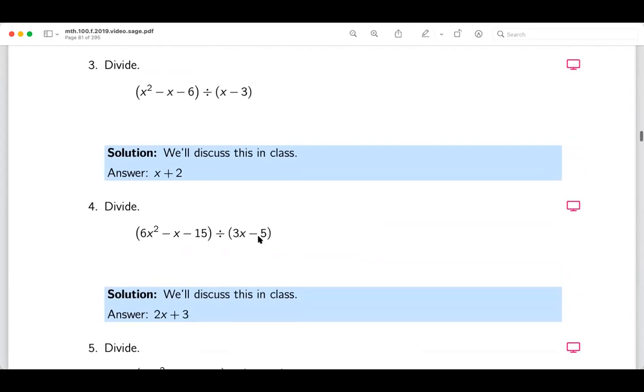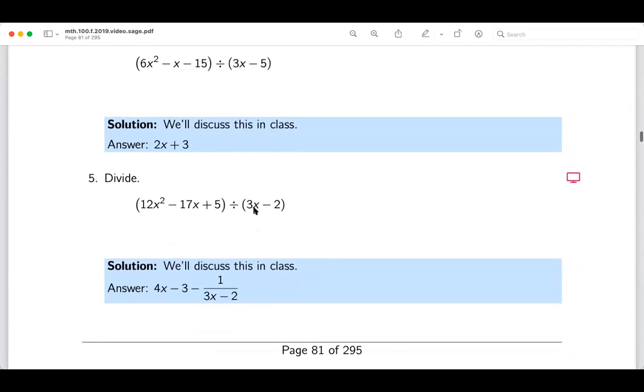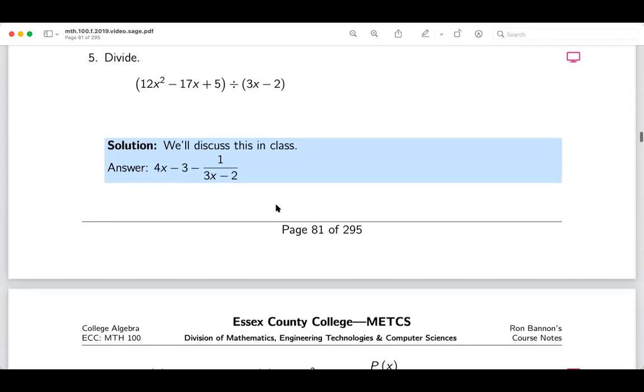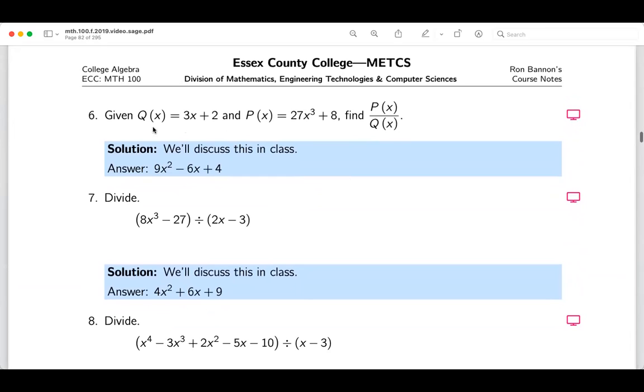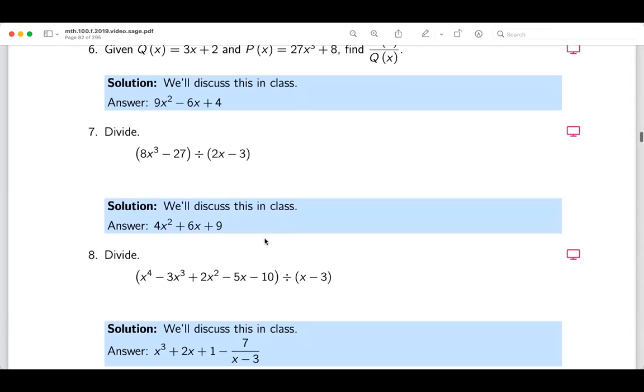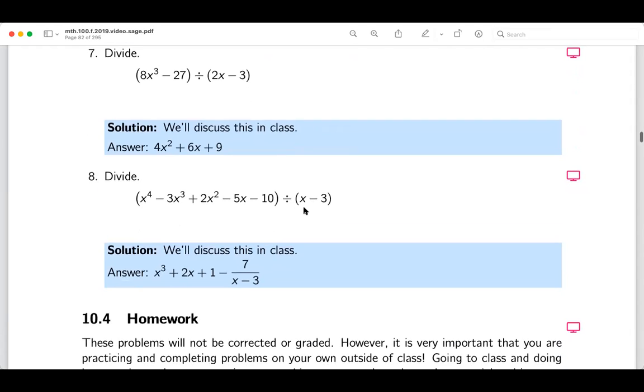Again, a binomial divisor. It's not a simple division, it's a long division. A little more complicated one. They tell you what the polynomials are, and they tell you that it's a division problem. And what's Q? Well, Q, again, a binomial divisor. All right, now this can be extended to trinomials, so forth and so on.